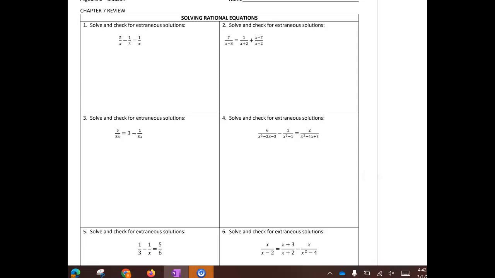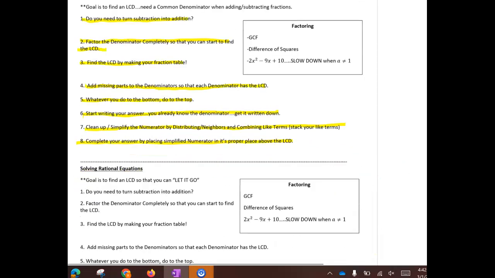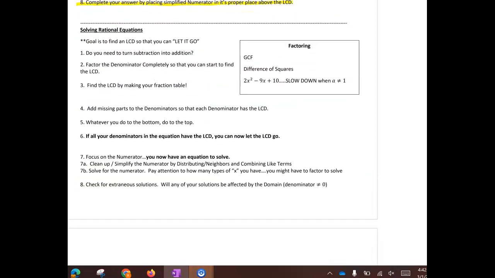All right, let's go to our takeaways page. We are now moving into our solving section. So a lot very similar to what we did. Remember, our goal is to find an LCD so that we can let it go. And we're going to check, do we have to turn anything subtraction to addition? And then we're going to go ahead and factor those denominators, and then we're going to find our least common denominator.